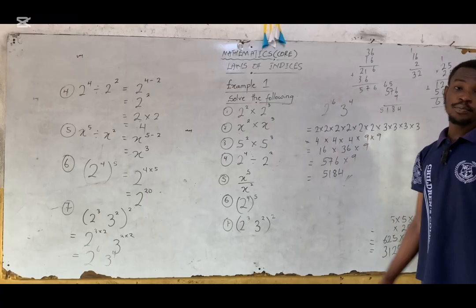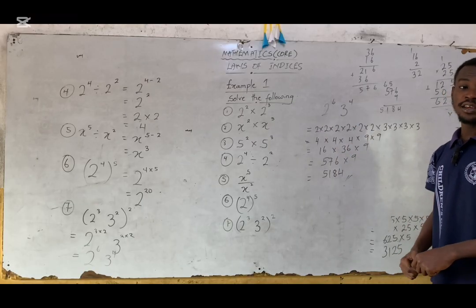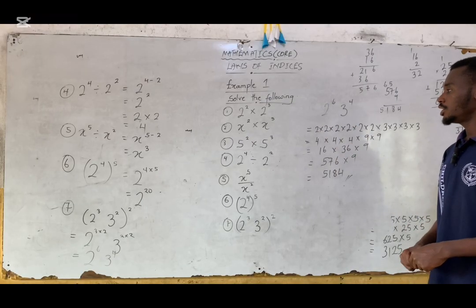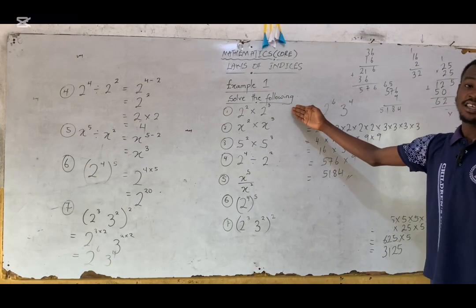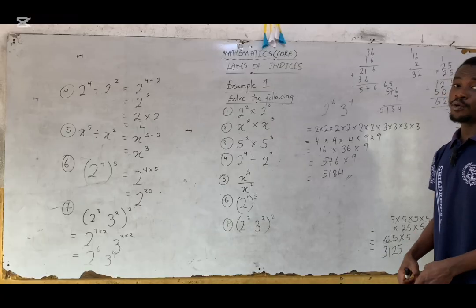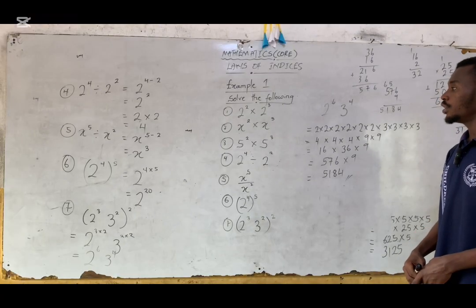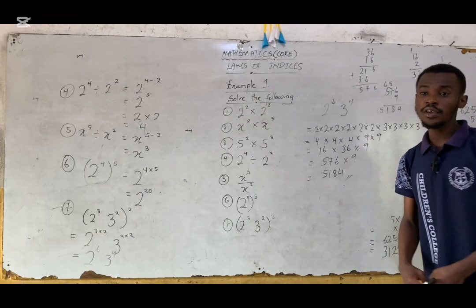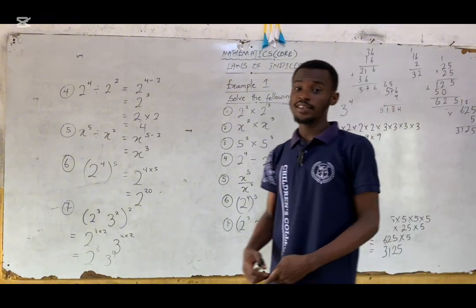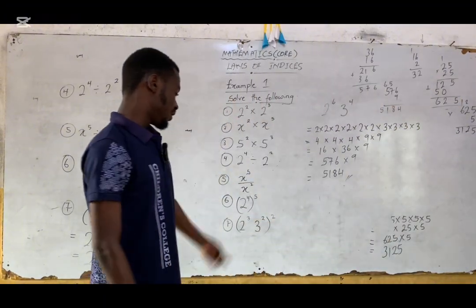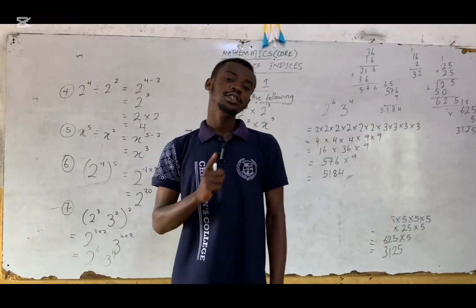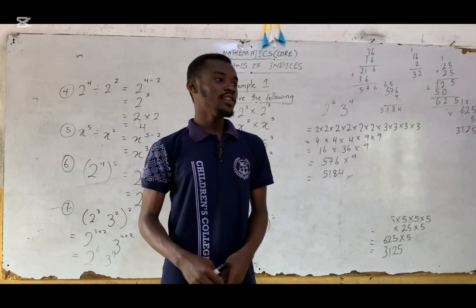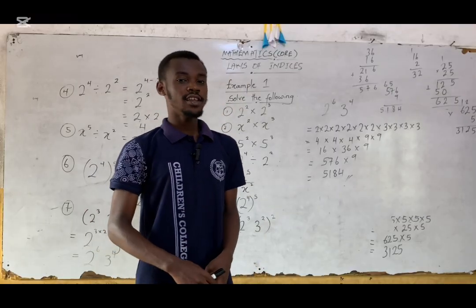So with these examples, you can be able to solve any question revolving around index notations or the laws of indices in this simple form as you are seeing on the board, right? Now I'm going to give you another set that will be example 2, about 7 questions, and then you're going to solve on your own. Make sure you don't cheat. Stay tuned. I'm bringing the next set, right?